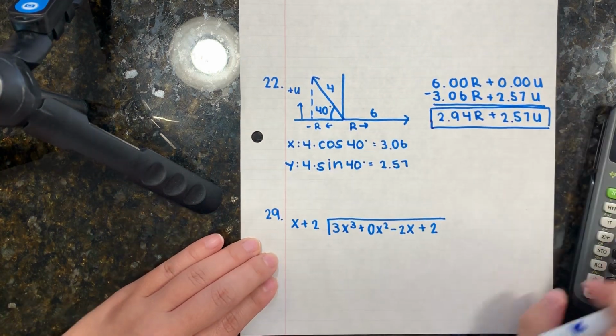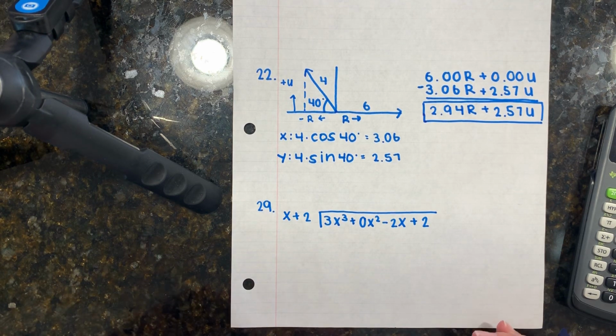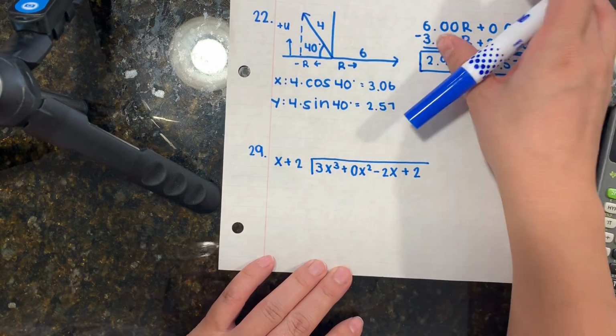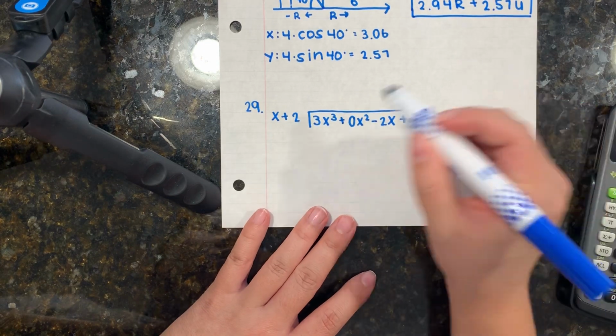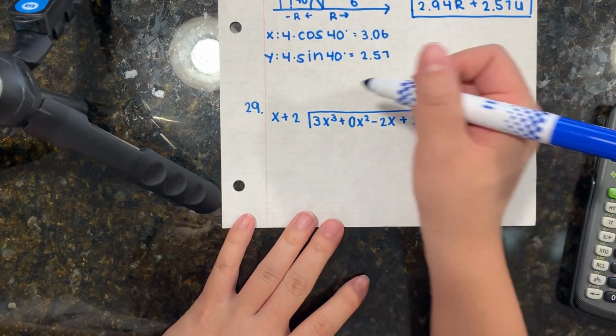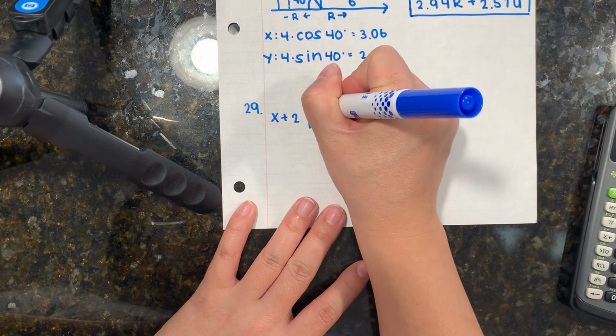Now we're going to look at number 29, and then I'll go back and do 29 and 30, and then I'll do number 23. So I'm starting with dividing. So 29 is 3x cubed minus 2x plus 2 divided by x plus 2. So if I divide 3x cubed by x, it's going to give us 3x squared.